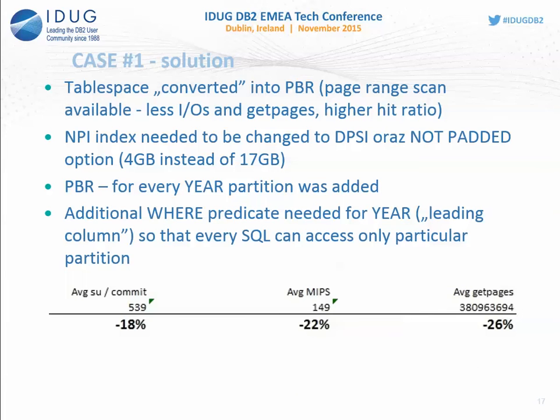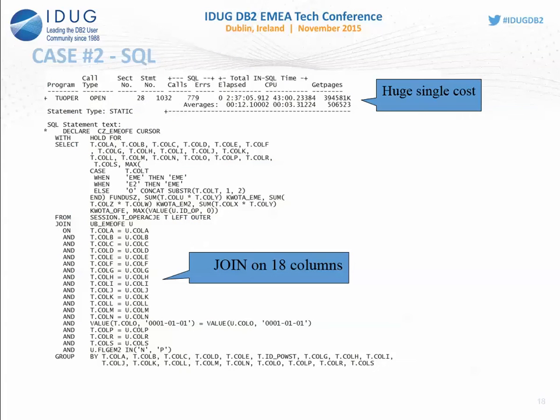The result of this work is less CPU per commit, and average MIPS was dropped, and average get pages. It is the total get pages per week, and we observed during the week 26% less get pages, and it is all about data model. Yes, so this is the example of, as I mentioned, why SQL can perform badly.